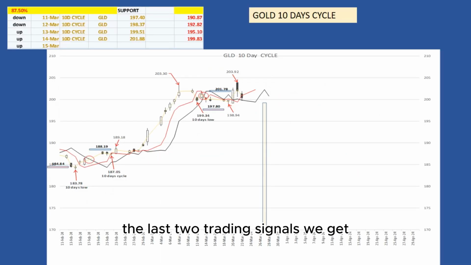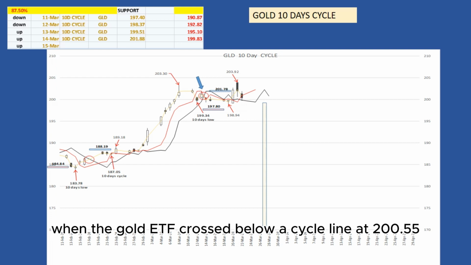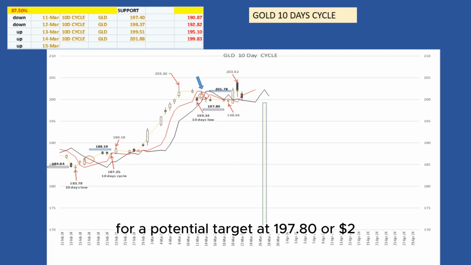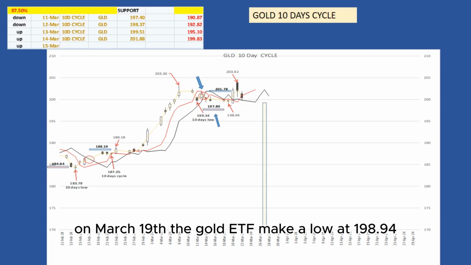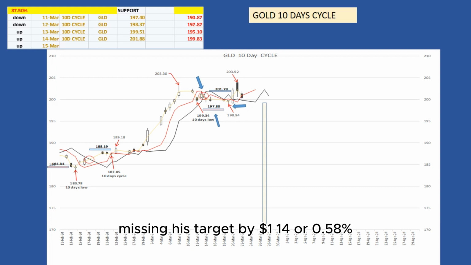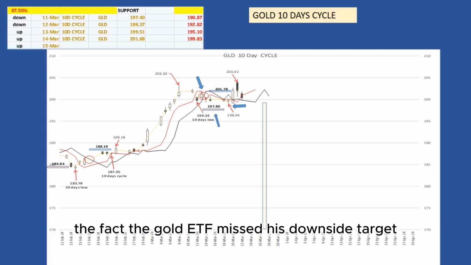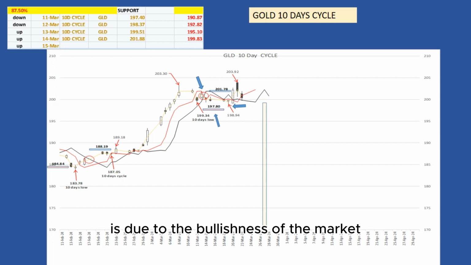The last 2 trading signals we got since the last update: the first one was on March 14th, when the gold ETF crossed below his cycle line at 200.55 for a potential target at 197.80, or $2.75 or 1.57%. On March 19th, the gold ETF made a low at 198.94, missing his target by $1.14 or 0.58%. The fact the gold ETF missed his downside target is due to the bullishness of the market.